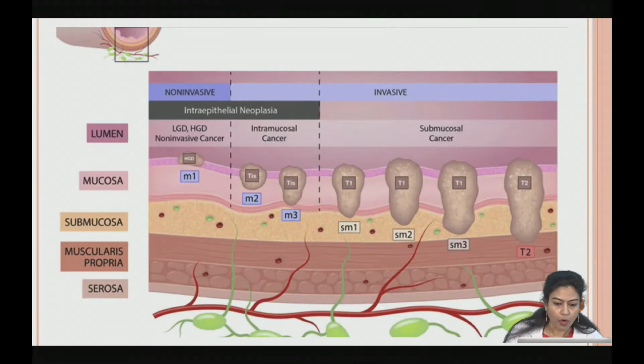In the polyps, the basic idea is to resect the polyps which are limited only to submucosal invasion. The intramucosal cancers are those which are limited to the muscularis mucosa, and the invasive cancers are those which go into the submucosa. So, the most important step is to identify this submucosal invasion, and the critical step is to identify the SM1, that is the early submucosal invasion, when compared to SM2 and SM3.